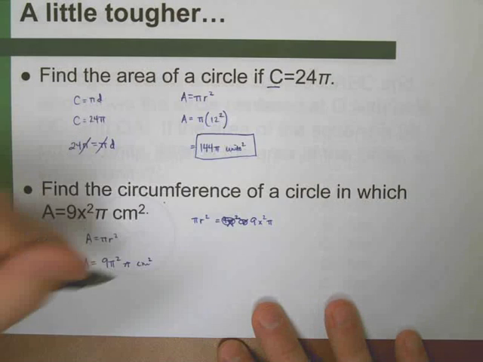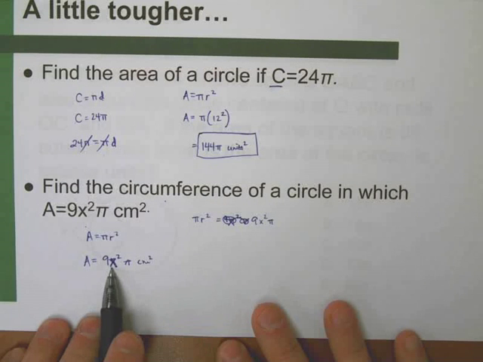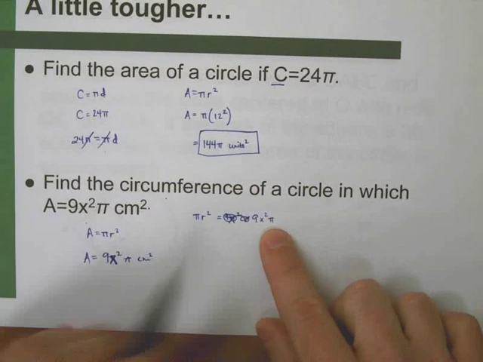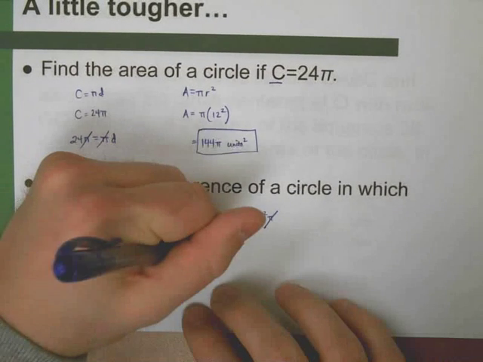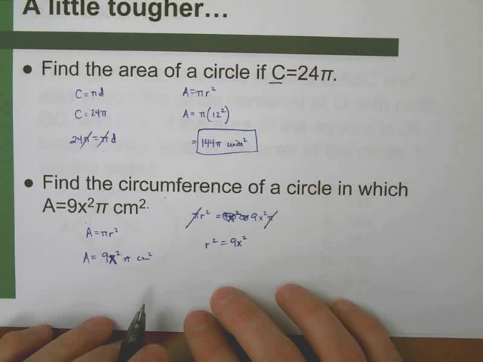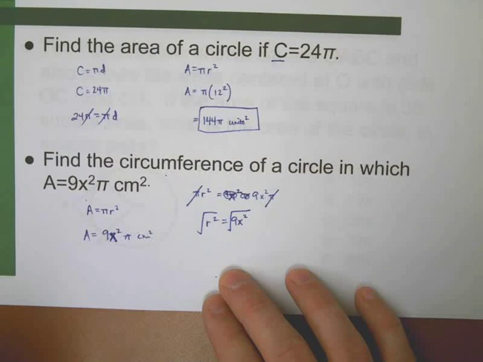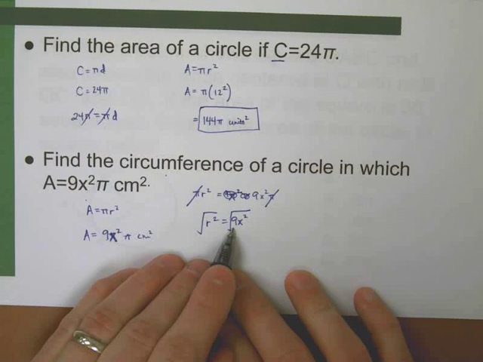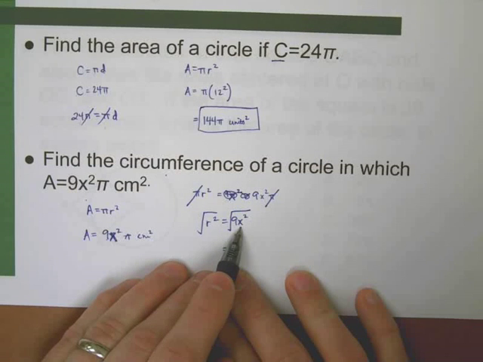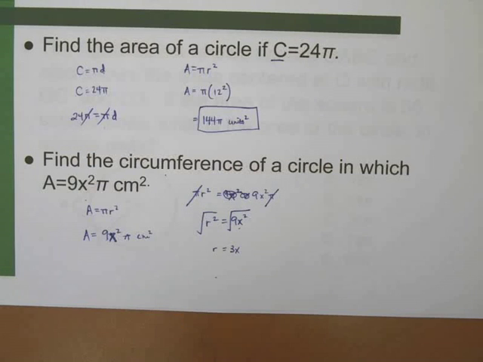Wow, I really messed up the writing on this. That's supposed to be an x here. That is an x. This value here is an x, not a pi squared, okay? It's x squared. All right, well, if these two are equal to each other, you might see that the pi's go away. And so I have that r squared is equal to 9x squared. Now I need to square root both sides to get the r by itself. The square root of 9 is just 3. And the square root of x squared is just x. The radius is 3x.